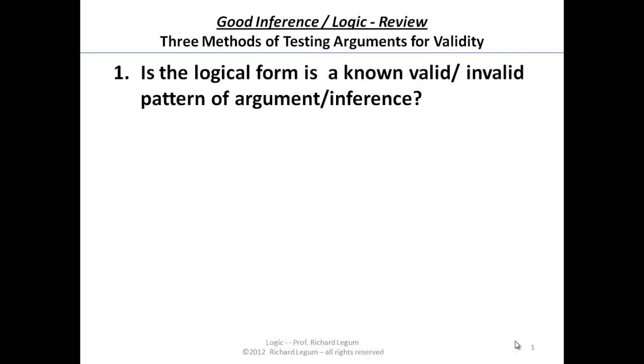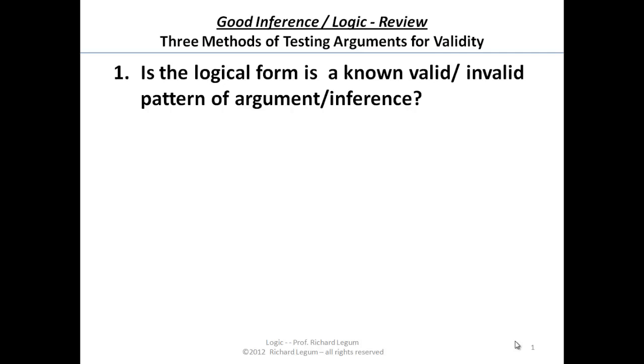That is, the third, the last one, but the one that hits us the most, is determining whether the logical form is a known valid or invalid pattern of argument or inference. Does the argument follow a known good pattern or a known bad pattern? So if we remember, as we did in the predicate logic, what the good inferences are, what the bad inferences are, what the good patterns are, what the bad patterns are, we can determine whether it's valid.